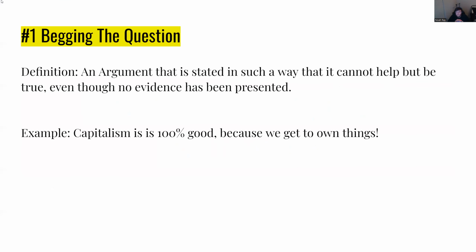Our first logical fallacy that we'll be discussing today is begging the question. Begging the question is essentially presenting an argument in such a way that it can't help but be true, even though no evidence has been presented. My example for this is capitalism is 100% good because we get to own things. The person in our example is stating that capitalism is always good without really providing any evidence for that other than we get to own things, which is not a lot of evidence.